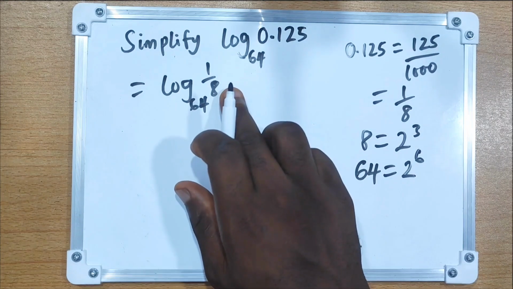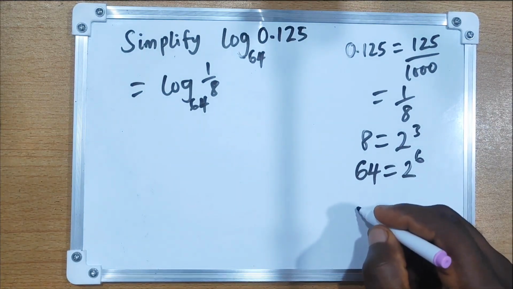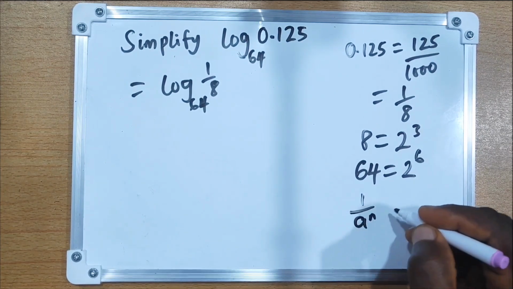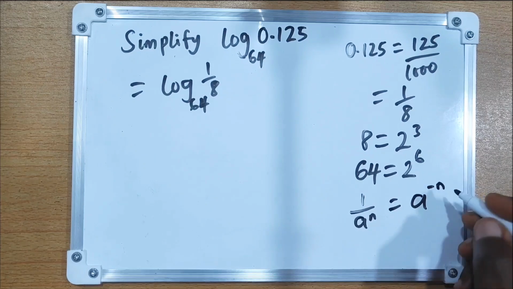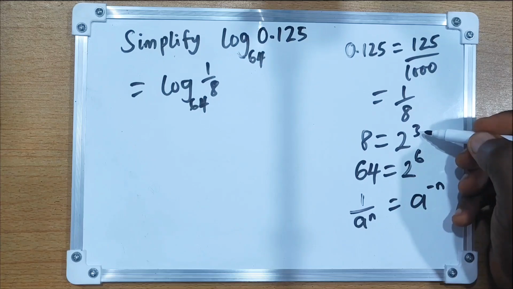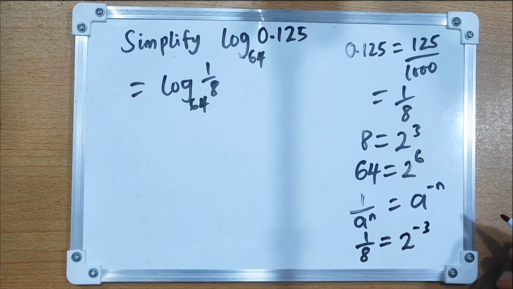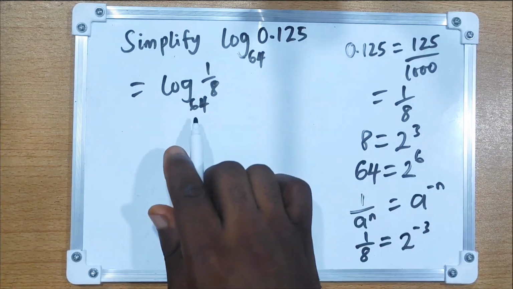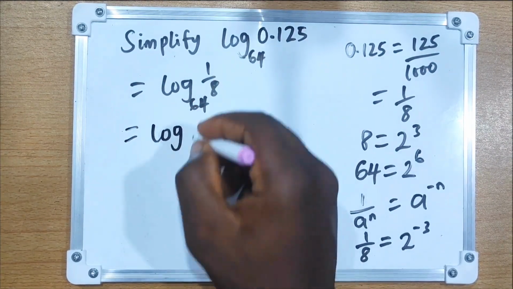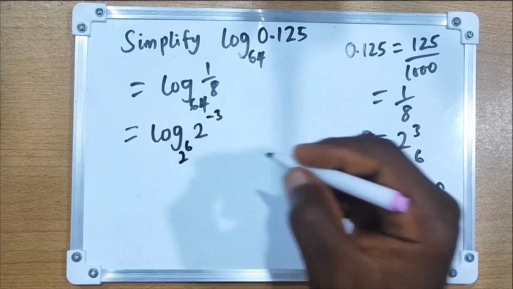Now, what I have here is not just 8, it's 1 over 8. There's a law of indices that says that when you have 1 over a raised to the power n, it's going to be a raised to the power minus n. That's 1 over will become a negative power. So if it is 2 raised to the power 3, 1 over 8 will become 2 raised to the power minus 3. So now I will replace 1 over 8 and 64 with their index form. So log 1 over 8 is now 2 raised to the power minus 3, and 64 is now 2 raised to the power 6.